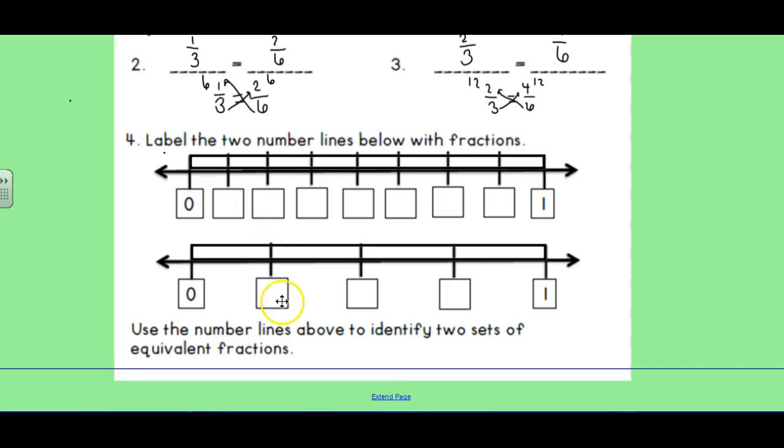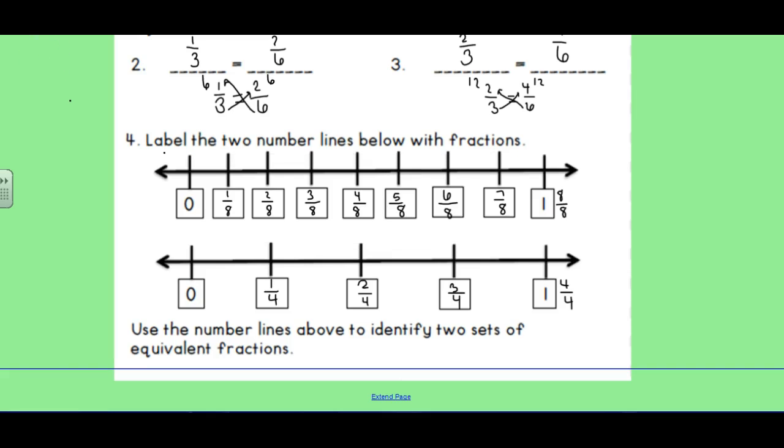So on these two number lines, I'm going to let you go ahead and fill in the fractions that go in these boxes yourself, and make sure you are also putting fractions for what the 1 stands for as well. Whenever you're ready to check those number lines, you can push play. Okay, so your number lines are going to look like this.